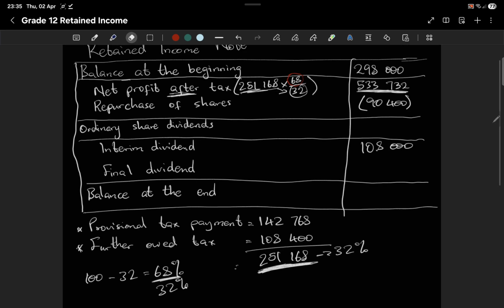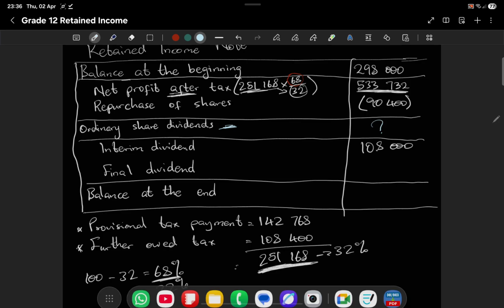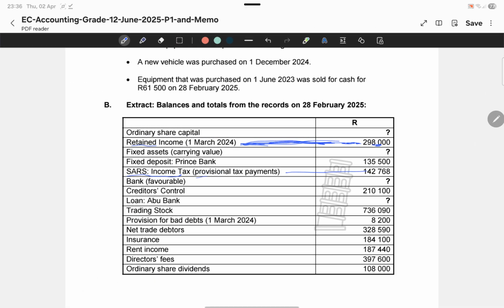Now we have to look for the total of these ordinary share dividends, because we are given a question mark, we don't know it. Finding this one, we must find the final dividend before. Okay, let's go back to the question paper.